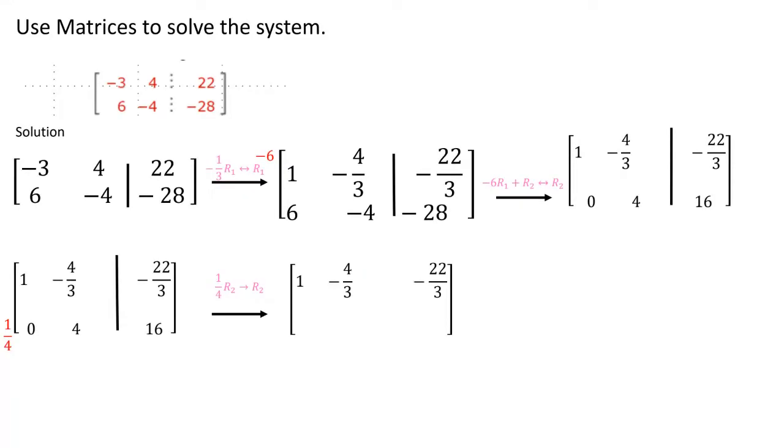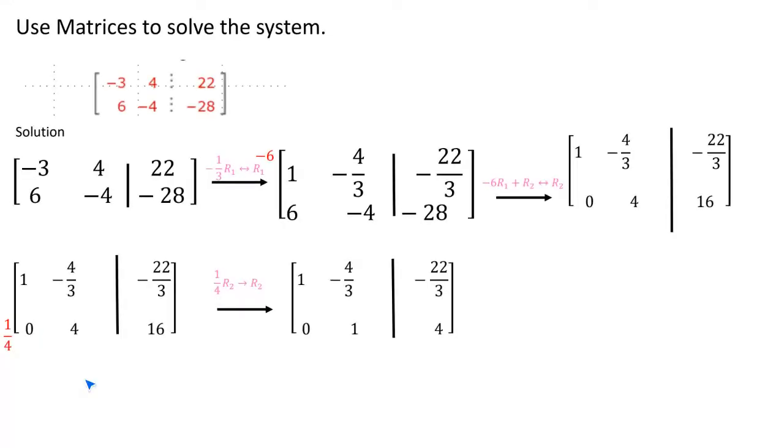So I'm not changing row 1, so I can just write it down. And now let's change row 2. So 1/4 times 0 is 0. 1/4 times 4 is 1. 1/4 times 16 is 4. So now I need to make this a 0.